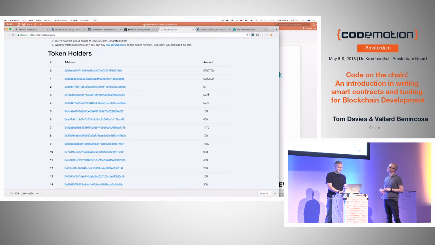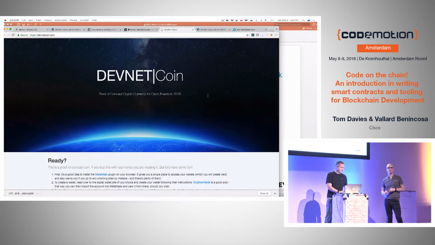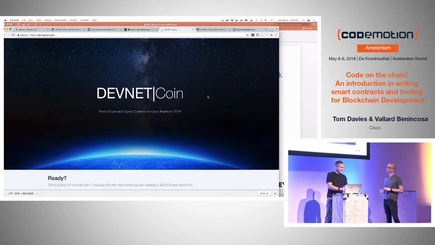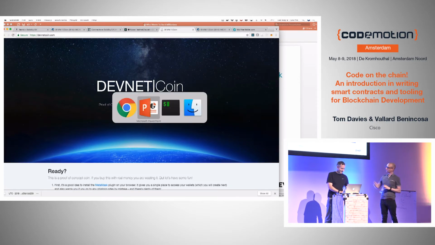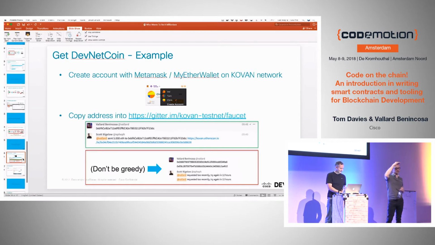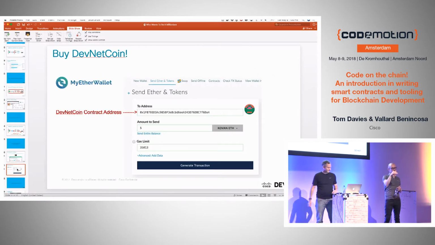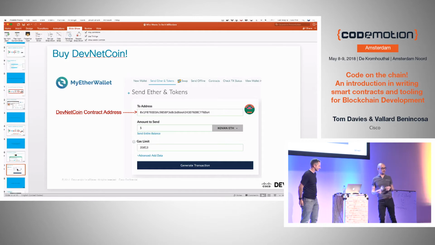You can see that we have some errors in our code. We have some not a number. Somebody tried to not give us some Ethereum, but we'd love it if you guys tried to hack this as well. So not the site, please, but the contract. So that's the DevNet coin. And those instructions there will guide you through what you need to download, what tools, and take you step by step through that so you can actually buy some, should you wish.